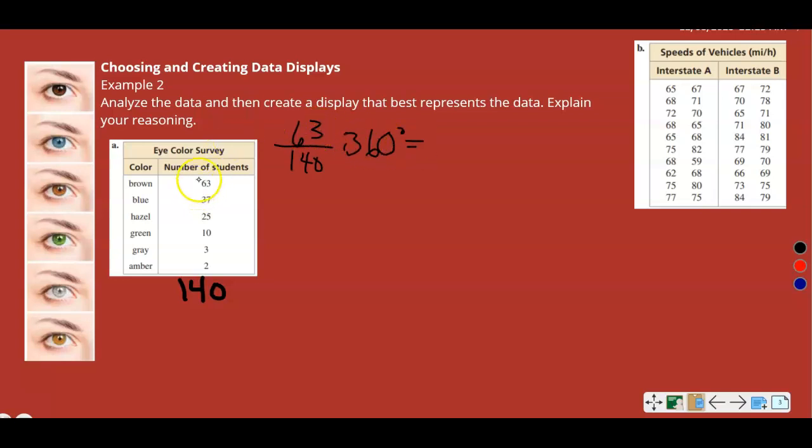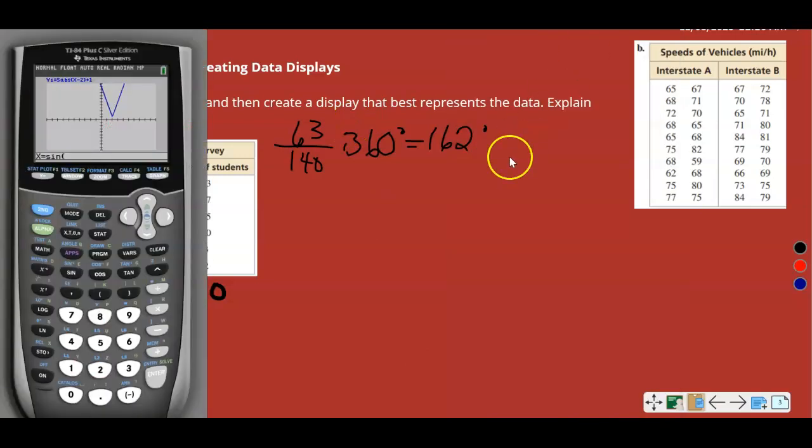So what we want to know is what part of the entire circle is going to represent brown eyes, blue eyes, etc. So that's why we do 63 divided by the whole. That's the part of the data that's brown eyes. And then we want to do what part of that is going to represent the entire circle. So times 360. So that gives us 162 degrees.